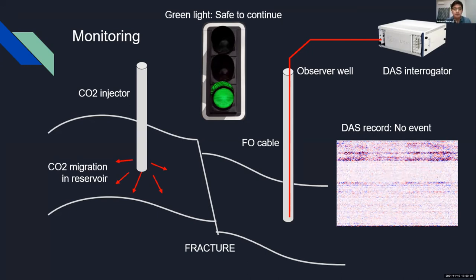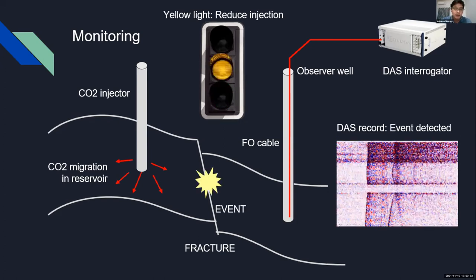So you can see here in the DAS record, you will not see any trace or any events detected. But when an effect happens in this reservoir, for example, the pressure has disturbed the fractures, there will be a really, really small earthquake, just below zero magnitude. So this very small event can be detected using fiber optic cable. I have researched the sensitivity, and it can go down to zero magnitude.